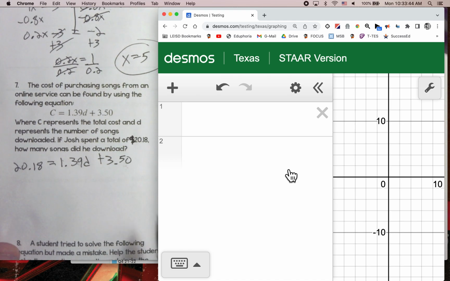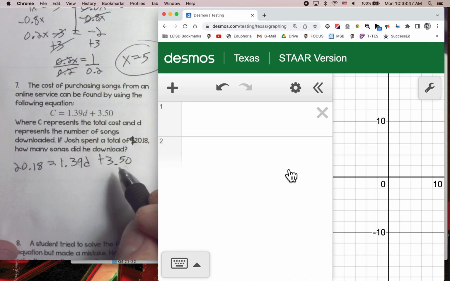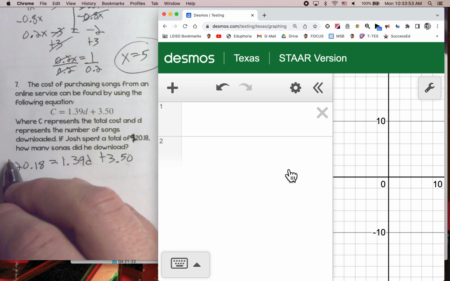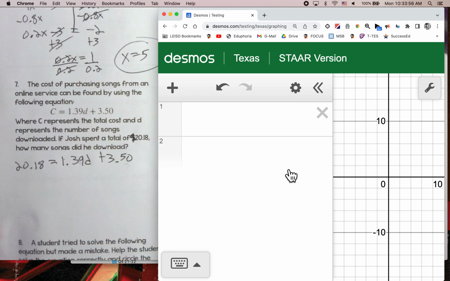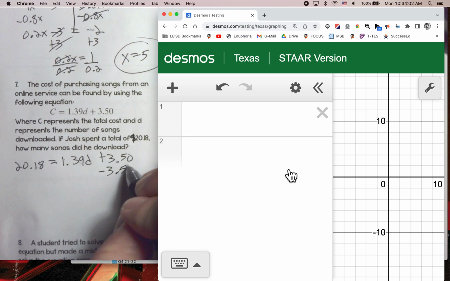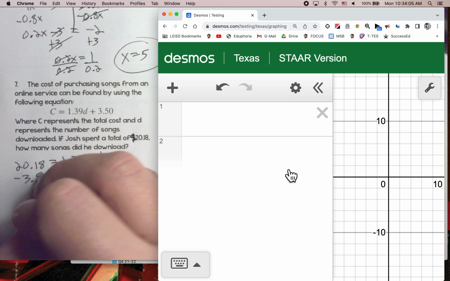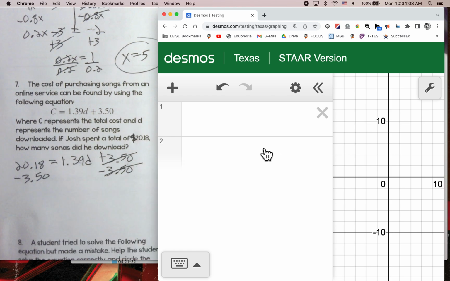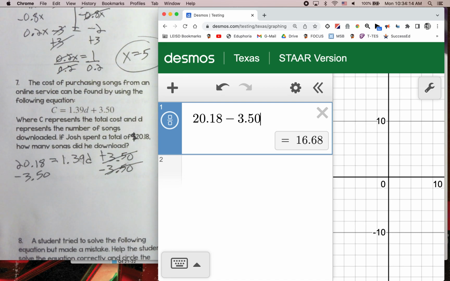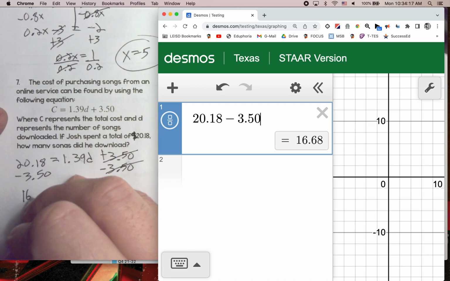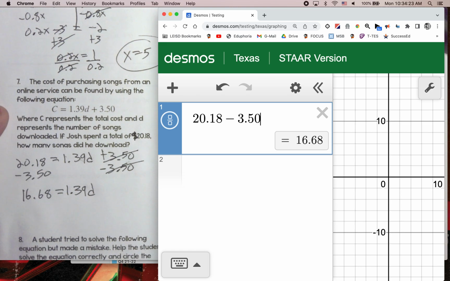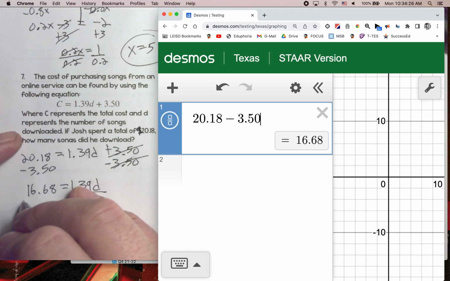So what I'm going to do is, there's no parentheses to distribute. These are not like terms. That one has a variable. That one doesn't. So now I have a variable on the right, but none on the left, so I don't need to move any variables. So now I'm just going to move this 3.50 to the other side, this constant, by subtracting it. Okay? And 3.50 minus 3.50 is 0. And I don't feel like doing that math in my head, so I'm going to do 20.18 minus 3.5. That's $16.68. 16.68 equals 1.39D. And then last but not least, we are going to divide both sides by the coefficient of 1.39.